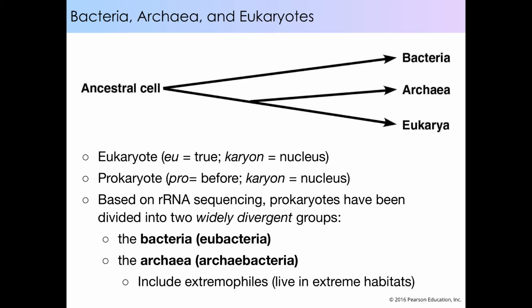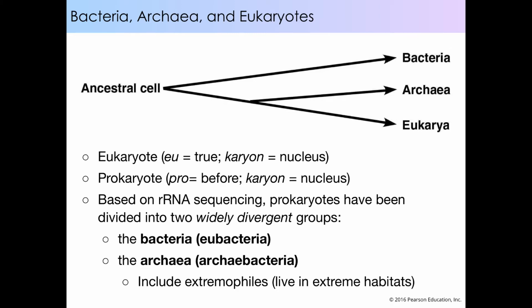The bacteria or eubacteria include most of the prokaryotes we're familiar with, while the archaeobacteria include organisms that are adapted to living in extreme environments. An example of that are the thermoacidophiles, which live in acidic hot springs, and the halophiles, which live in very salty environments.